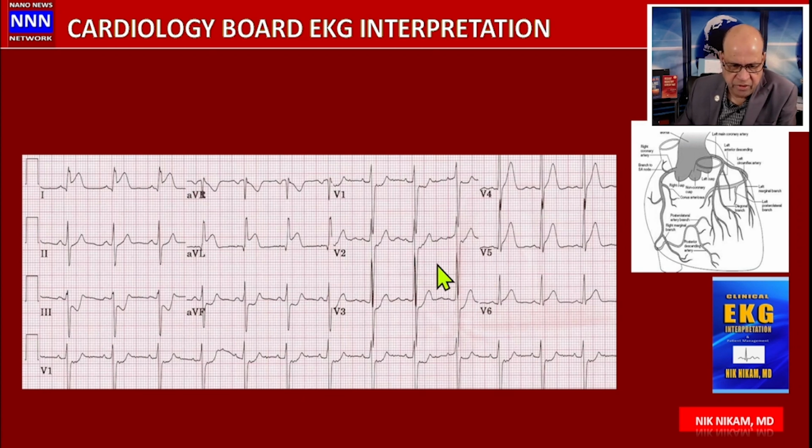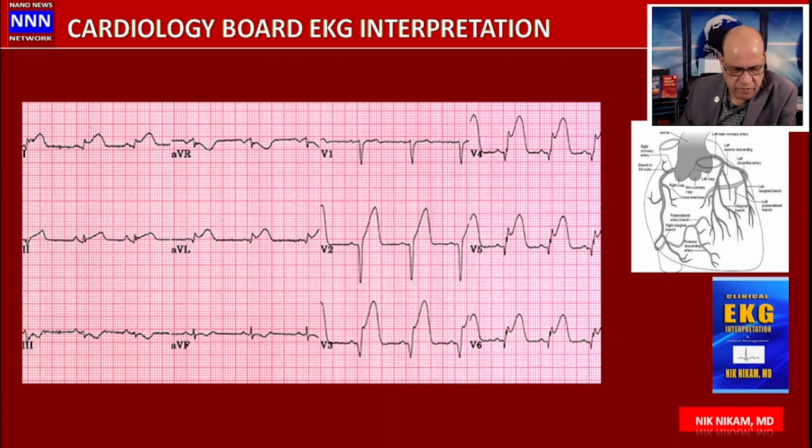The main thing is, whenever we see J point elevation, straightening of the ST segment, and hyperacute T waves, those are the primary changes of an acute myocardial infarction. And the changes we see in the leads directly opposite to them are secondary changes.